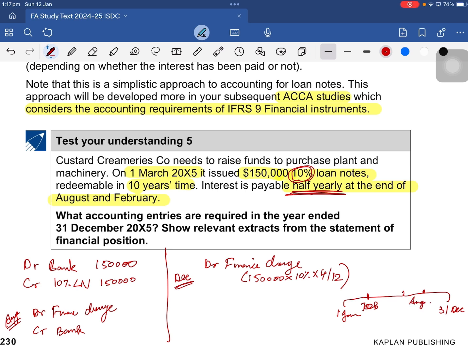Okay. Can you close the door? You're paying it on February and August, right? It's 2025, right? Currently.